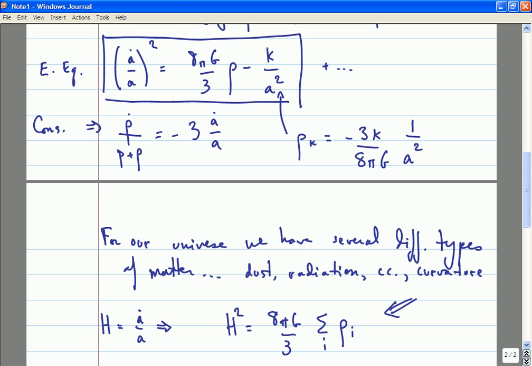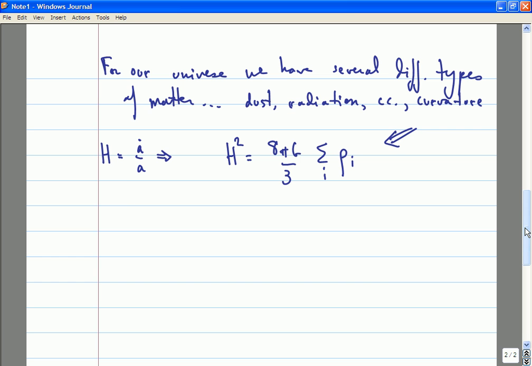So H here is the Hubble parameter, which has units of inverse time, or inverse length, and it describes the typical time that it takes. So H inverse is the typical time it takes for the universe to expand by a power of e. So for the size of the universe to increase by a factor of e.